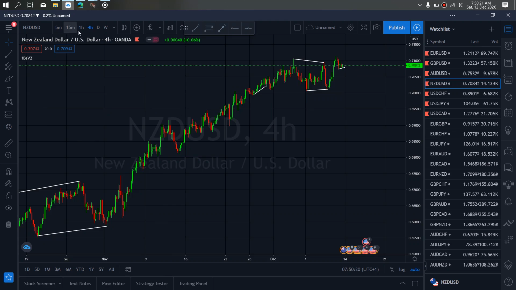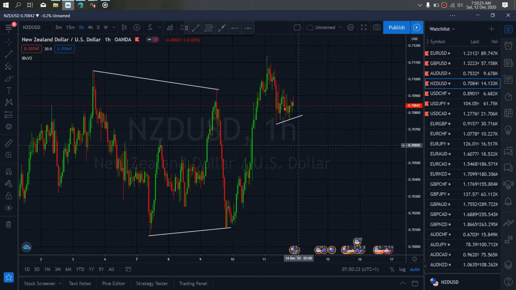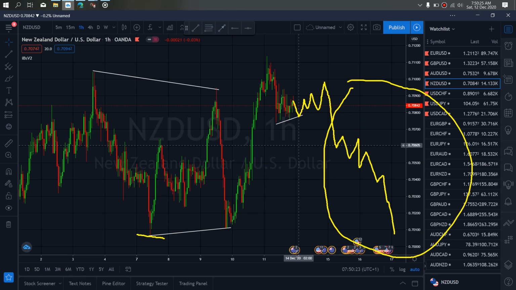If we zoom to the 1-hour time frame on New Zealand dollar, on the 1-hour time frame, I expect that this accumulation can continue for a while though, then drop, and it's dropping to this low, to at least this low. So I want to look out for this sell opportunity on New Zealand dollar this week.